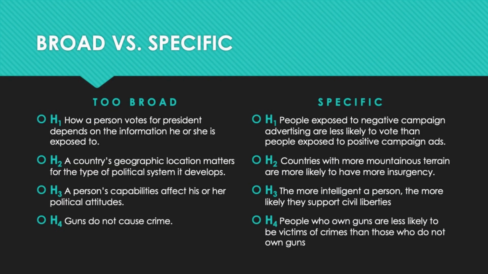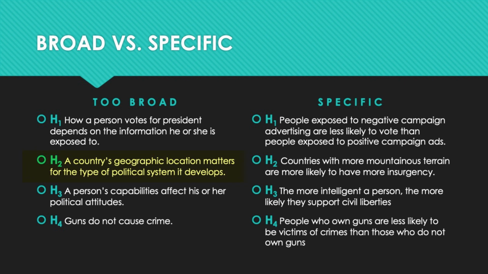All right, so the next thing I want to talk about is making sure that our hypotheses are specific, not too broad, but just specific enough. So let's start with H1. How a person votes for president depends on the information he or she is exposed to. Well, my God, what do you mean by that? What information? That could mean just about anything. A more specific, appropriate hypothesis would state people exposed to negative campaign advertising are less likely to vote, and there's that directionality, less likely to vote than people exposed to positive campaign ads. Great hypothesis.